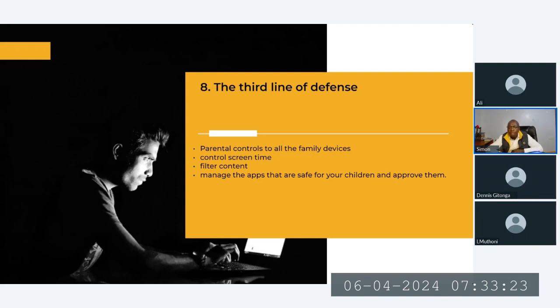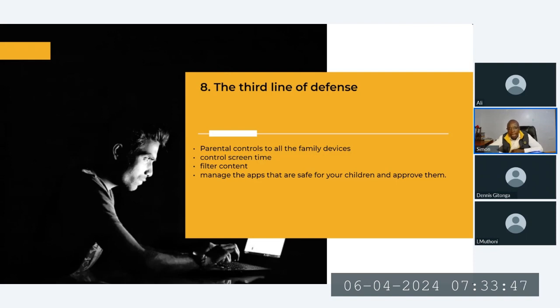The content is filtered. Technology has provided ways at which you can make sure that every content that comes to your child's screen is filtered to be safe for their consumption. And you should be able to manage all your devices such that your children cannot just install an app on themselves, but they need your approval to do that.